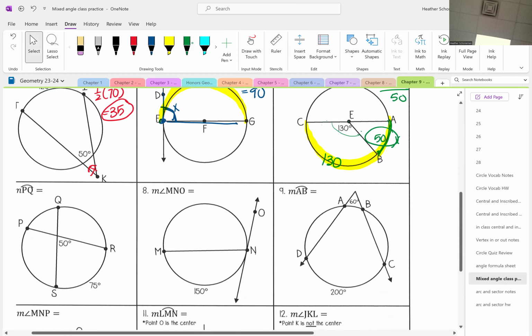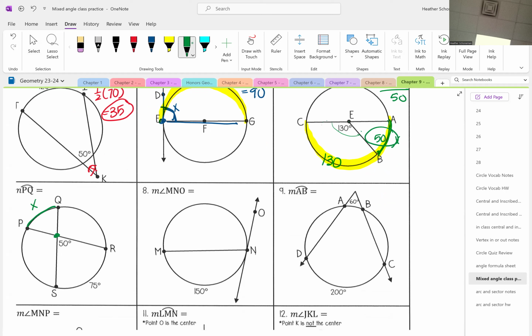Okay, number 7, they want to find arc PQ. So 2 letters, shortest distance. This vertex is inside the circle. So it's inside the circle. The angle, which is 50, equals 1/2 the sum of the 2 arcs, which would be X plus 75. Now we can't add X and 75, so this is when we're going to clear the fractions. So this gives me 100 equals X plus 75. Subtract 75 from both sides, and we get 25 equals X.